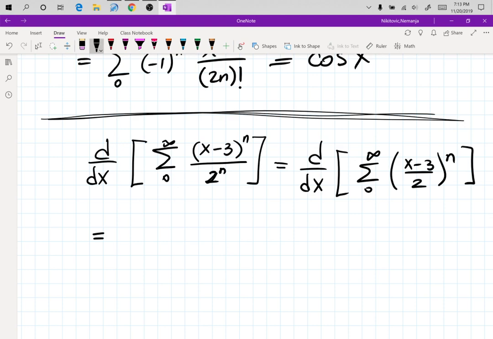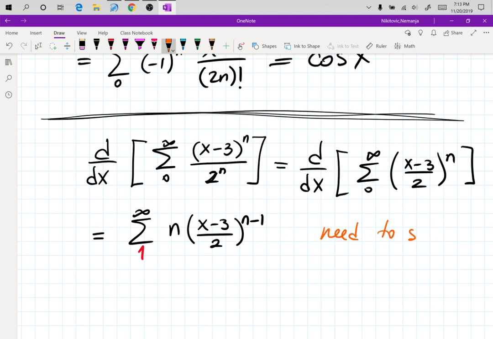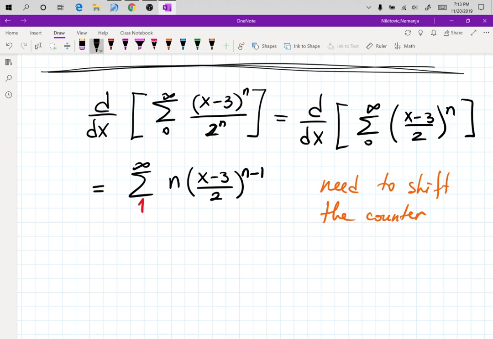So now when you take the derivative, you still have your summation, and now it starts at 1. Let me put that in blood over here. And then you have your n times x minus 3 over 2 to the n minus 1, because you differentiated. You brought the power down. Now, we need to shift the counter.